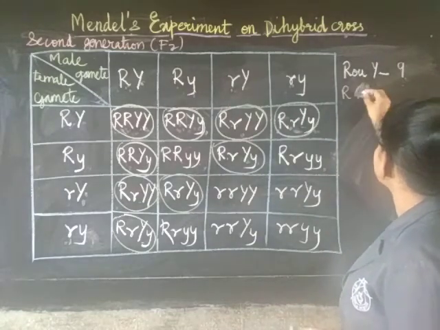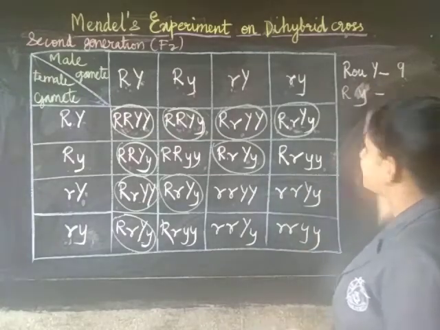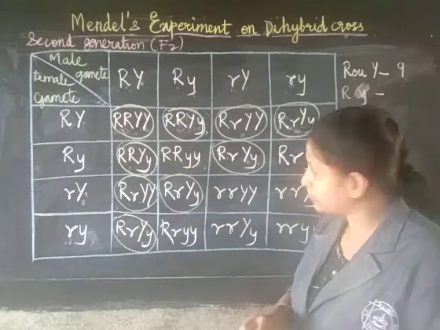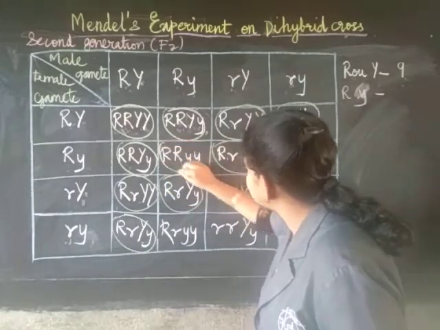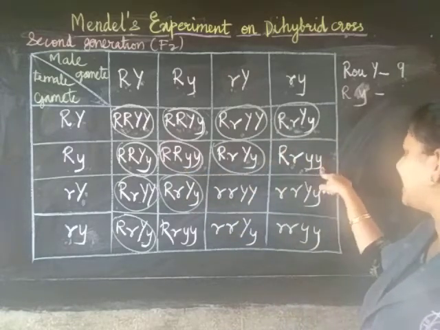That means R and small y I will write. Okay, rounded and green. How many are there? Let us count now. Now this is rounded and green. Okay, I'll use another chalk here. This is rounded and green. One. Another one here, rounded and green.